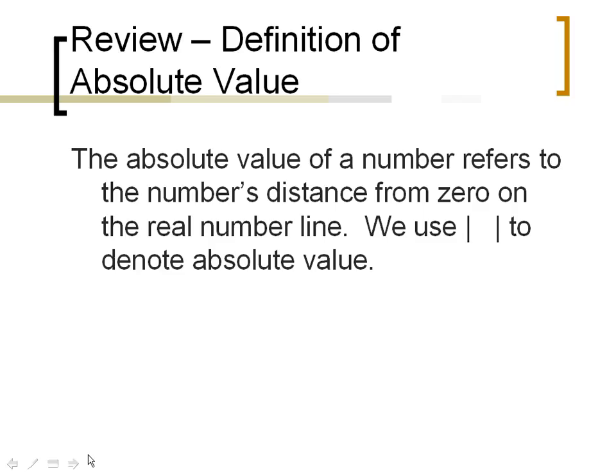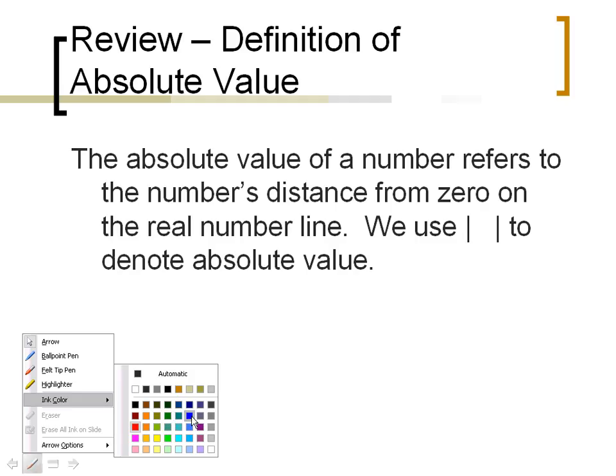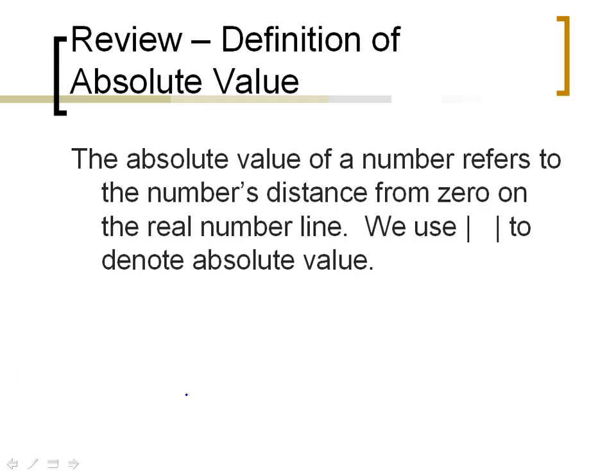The absolute value of a number refers to the number's distance from zero on the real number line, and we use vertical bars to denote absolute value. Do you remember, the absolute value of -5 is 5, since -5 is 5 units from zero on the number line. The absolute value of 5 is also 5 because it is 5 units from 0 on the number line.